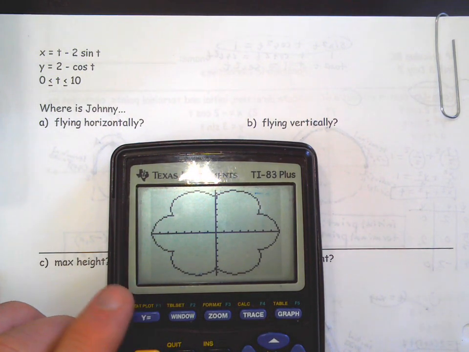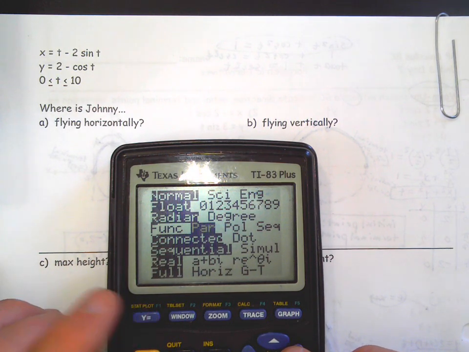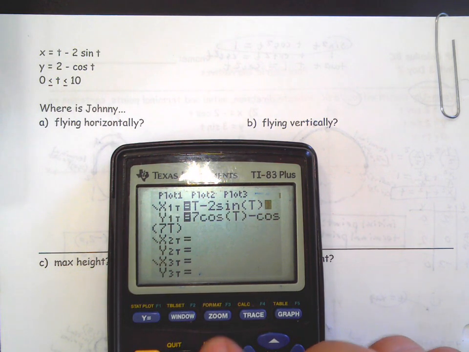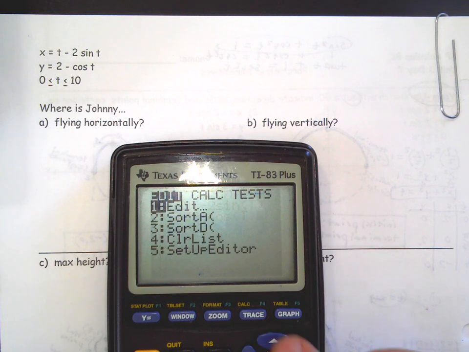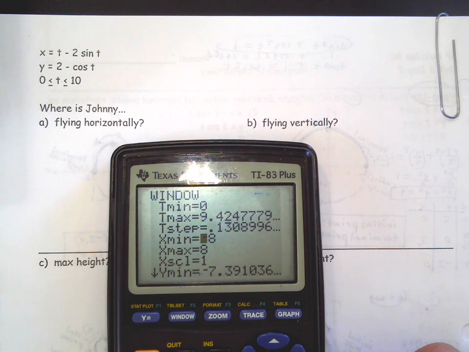We want our calculator to be in parametric mode just to make a parametric graph. We usually are not going to do this. And then I'm going to plug these equations in. So x is t minus 2 sine t, close, get rid of all the rest. Next one, y is 2 minus cosine t. Okay, that looks good. We need to go to window, and time is going to be 0 to 10.